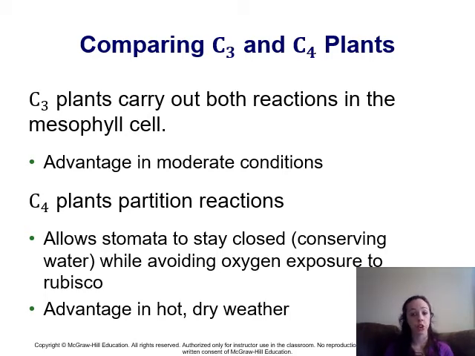For example, in the early spring, C3 plants like Kentucky bluegrass and creeping bent grass predominate in lawns in the cooler parts of the United States. However, as summer progresses and gets hotter, C4 plants like crabgrass are likely to take over lawns.